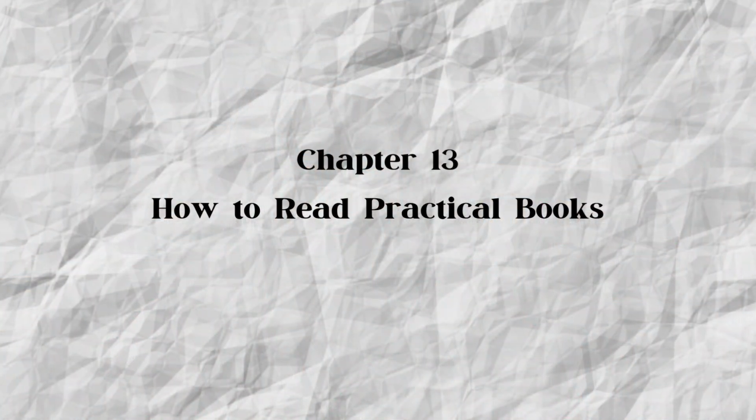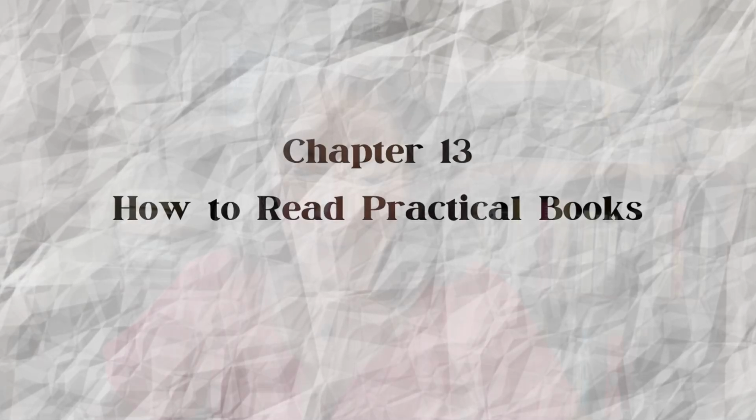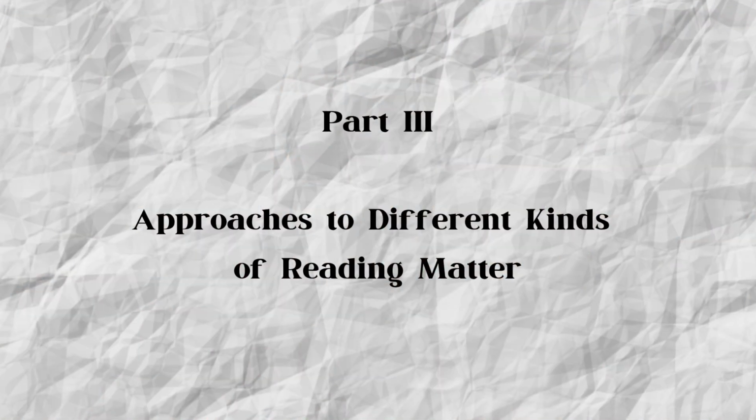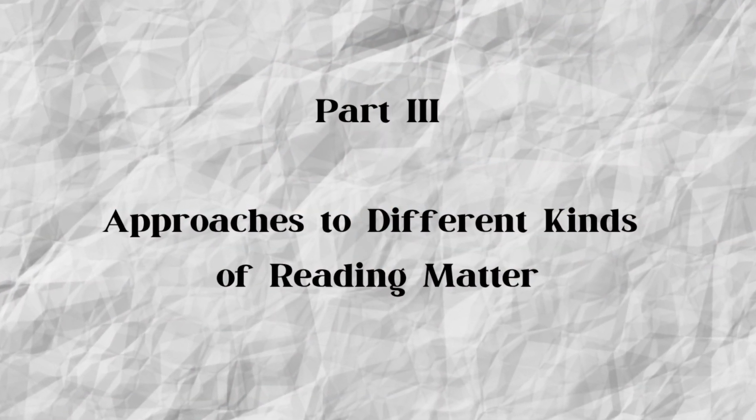But in this chapter, and we're talking about how to read practical books here, they point out that there is no such thing as a general book. All books contain certain things in particular. So while most of these rules apply to some books, they might not apply at all to others. And this is why they created this entire next section of the book, Part 3, Approaches to Different Reading Matter. They want to examine which of these rules apply to different books.